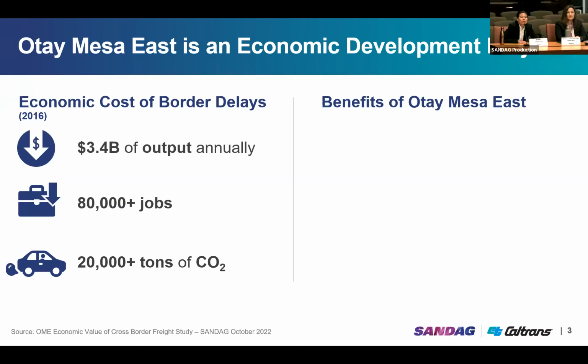All right, so as Councilwoman Moreno mentioned earlier, the existing Otay Mesa port of entry is San Diego region's main commercial border crossing. And the San Ysidro port of entry is the busiest land border crossing in the Western Hemisphere. Both of those are congested, and the border delays and wait times cost the United States and Mexico a combined $3.4 billion of annual economic output and also 80,000 jobs each year. The delays and wait times also contribute to greenhouse gas emissions.